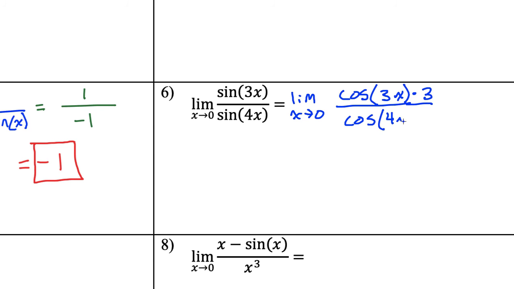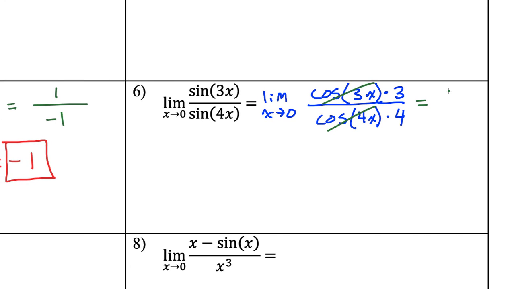Cosine of 4x times 4. Don't forget our dinners. Then when I plug in 0, this turns into a 1, so gone. This turns into a 1, gone. It's just really 3/4.